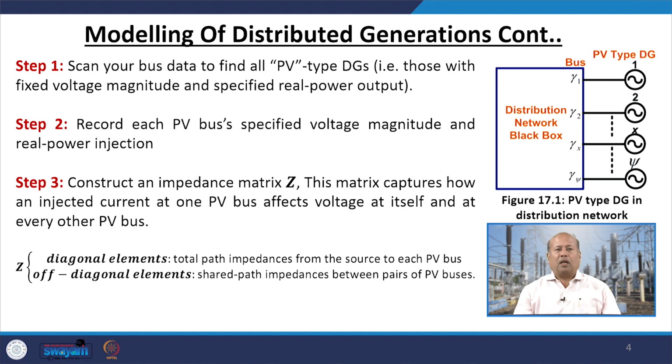This matrix captures how an injected current at one PV bus affects voltage at itself and at every other PV bus. That is, the Z bus that you are supposed to make has diagonal elements, which are the total path impedance from the source to each PV bus, and off diagonal elements, which are the shared path impedance between pairs of PV buses. Now, just imagine we have a distribution network, which is like a black box. We have all the buses and we have connected different PV type DGs, which could be 1 to n.